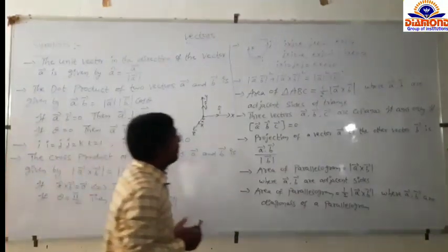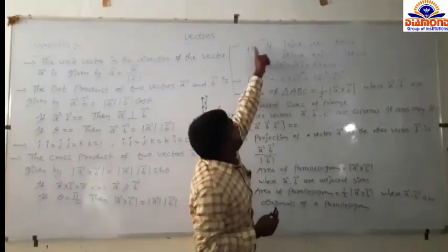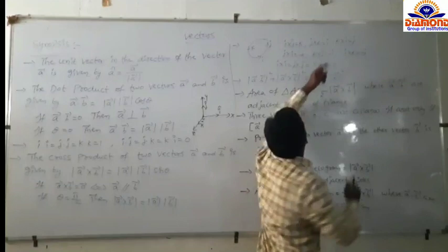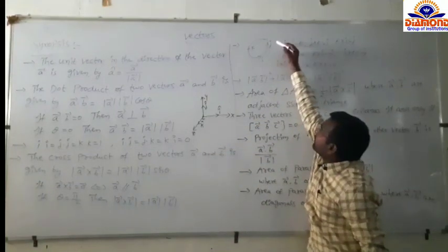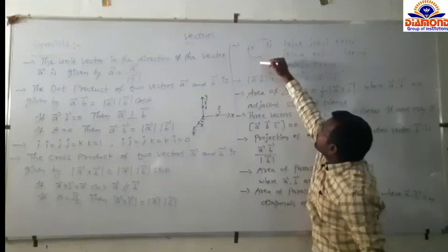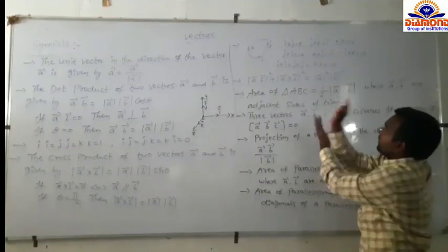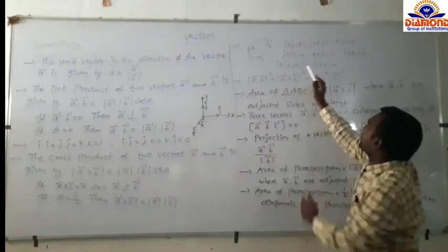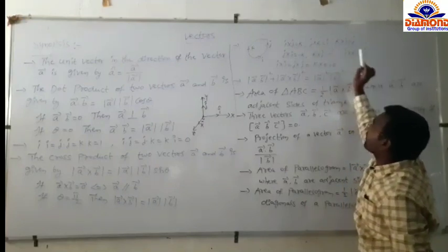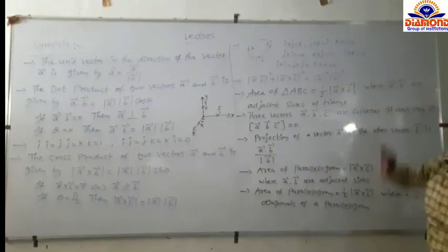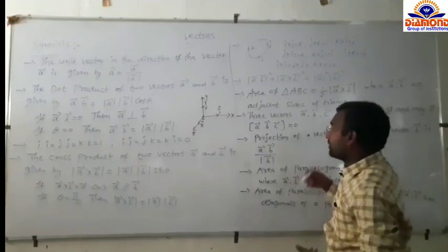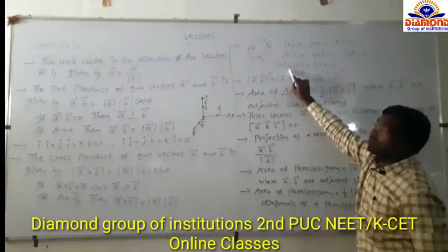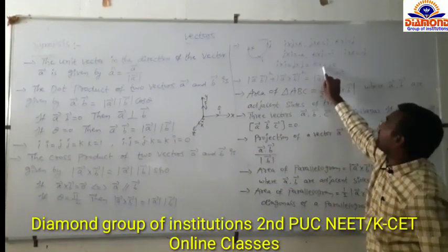Next, according to this one, in cyclic order, i, j, k is a cyclic order. In this case, you can take i cross j equal to k, j cross k equal to i, k cross i equal to j. If you take the reverse order, i cross j equal to k, j cross i equal to minus k. If you take reverse order, you get the negative sign. k cross j equal to minus i, i cross k equal to minus j. Suppose if you take itself, according to this condition, i cross i is 0, j cross j is 0, k cross k is 0.